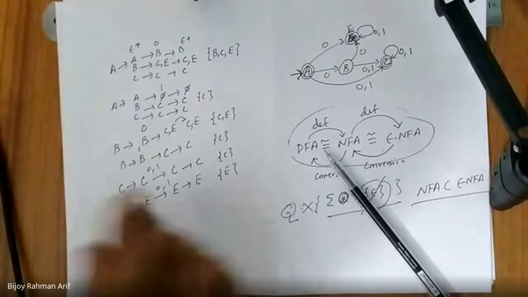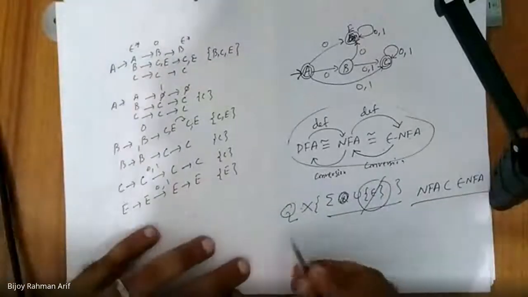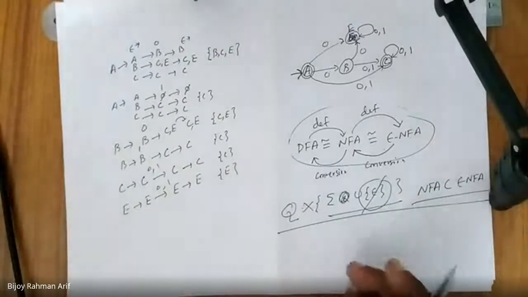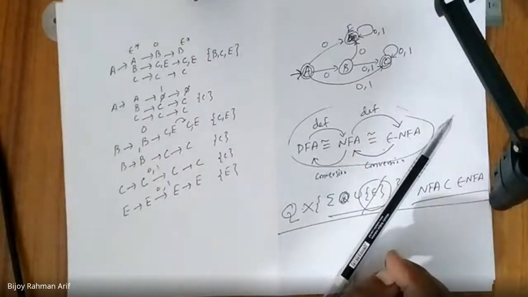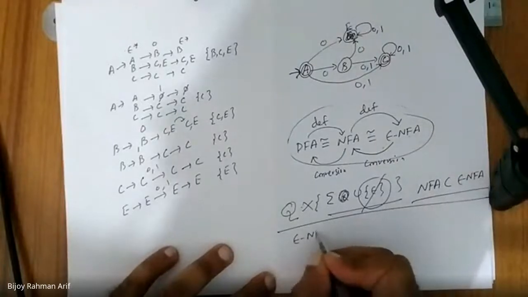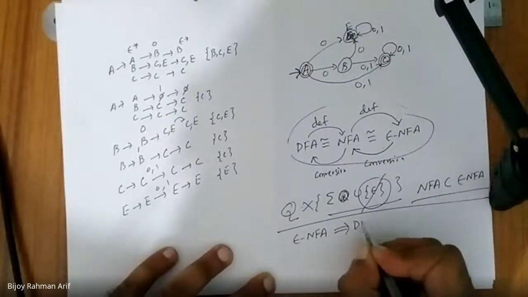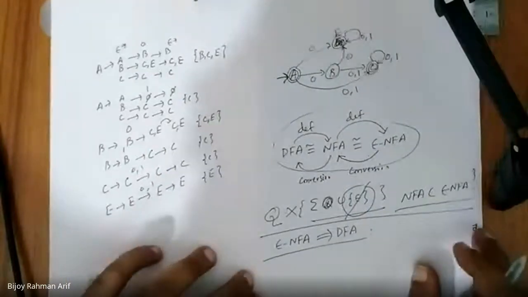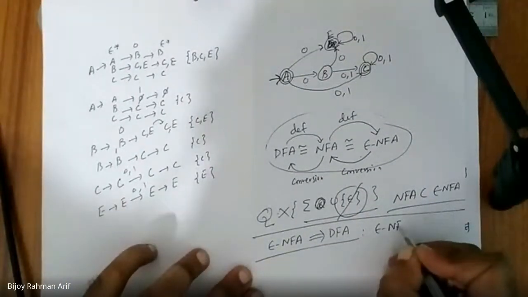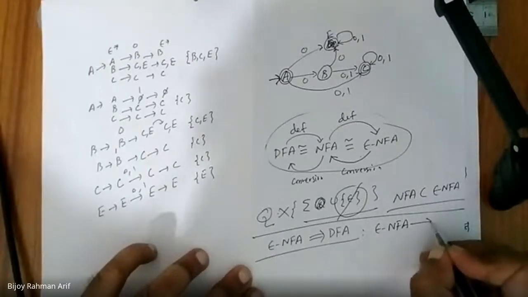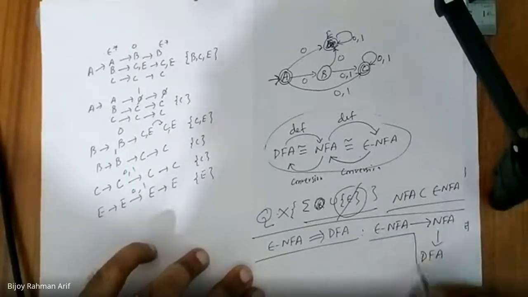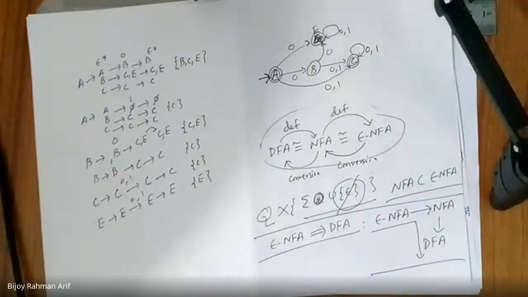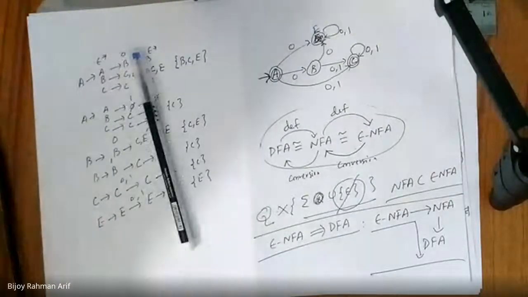Okay guys, one last catch, a side note before we go: how can you convert from epsilon NFA to DFA? Tell me. Sir, we can use two steps: epsilon NFA to NFA, then NFA to DFA. Yes, you have to do this. There is no shortcut for epsilon NFA to DFA as far as I know. It may seem like there is, but there isn't. Epsilon NFA to NFA first, and then NFA to DFA. This is the technique.